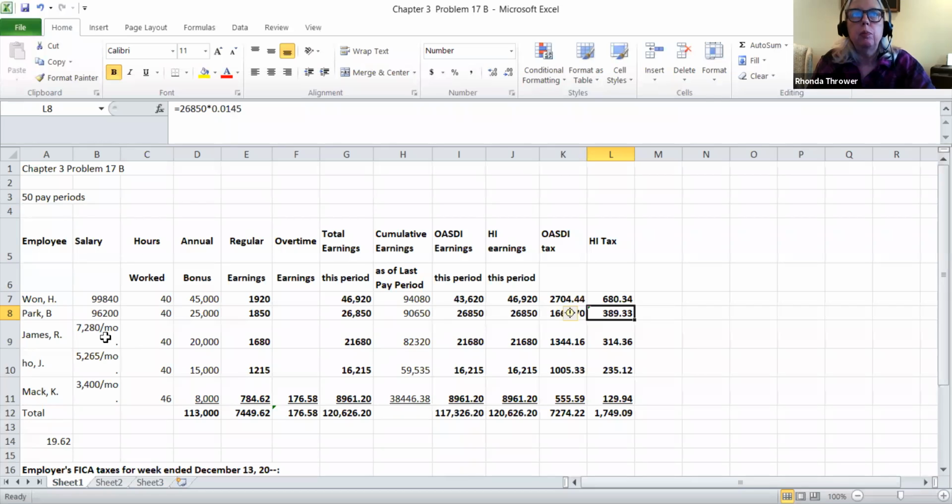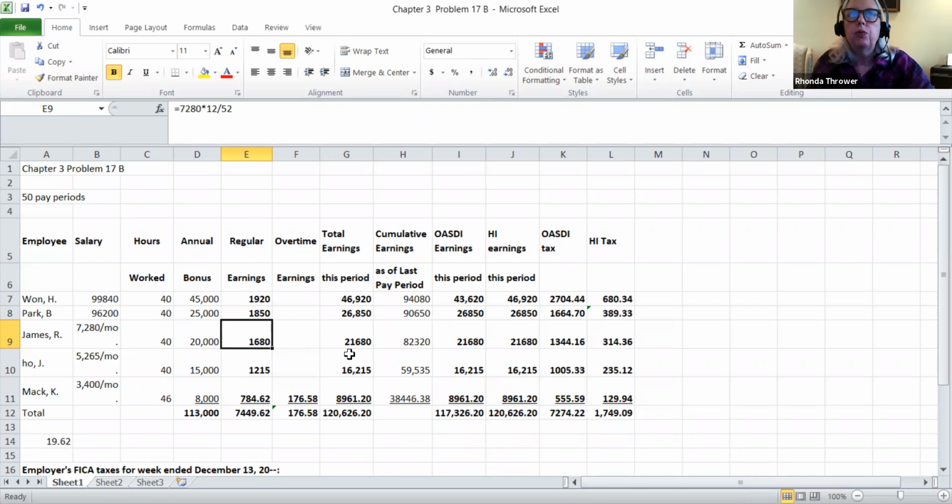For James, he's employed by the month. So what you have to do is convert his monthly salary to a weekly salary. And to do that, we have to annualize his earnings first. So we're going to take $72.80 that he's paid per month, multiply it by 12 months in a year, and then divide by 52 weeks. So the salary times 12 is the annual salary divided by 52 weeks. Your weekly salary is $1,680.